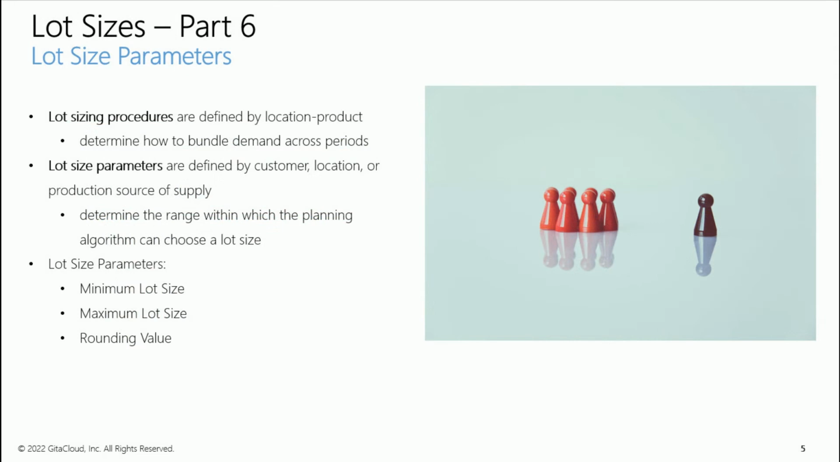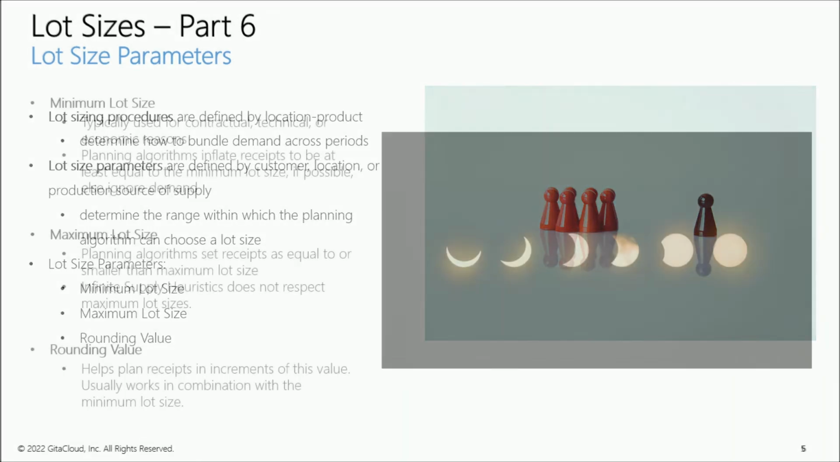Lot sizing procedures are defined in location product master data type and determine how to bundle demand across periods. Lot size parameters are defined in customer, location, or production source of supply level, and dictate the range within which the planning algorithm can choose a lot size. No lot size parameters are supported for external source of supply. We recommend modeling suppliers as locations, if you need to model minimum lot size or rounding value constraints from suppliers.